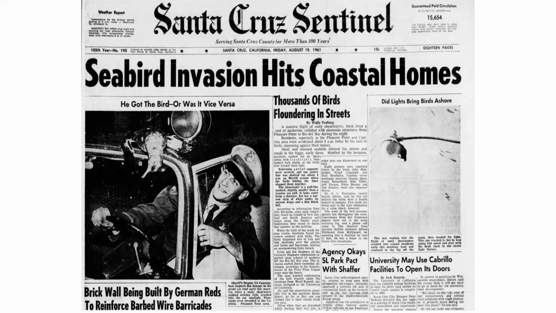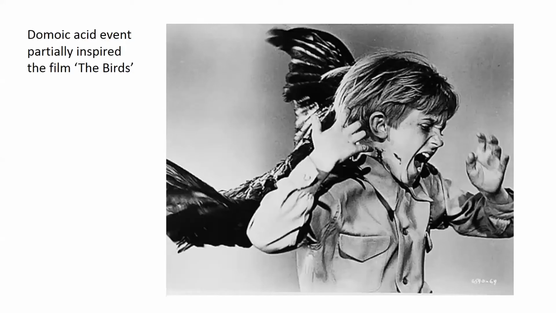So they were disoriented, they had loss of coordination, and many of them were flying into buildings and flying into cars. And believe it or not, this was one of the events. It's not the only event, but it was a large event that partially inspired the Hitchcock film, The Birds. So I'm not sure if anyone knew that, but there's some trivia for you.